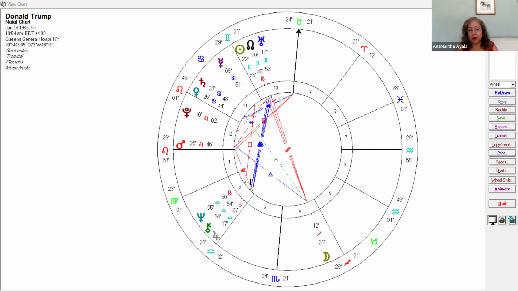Now, Neptune in the second house, he could have made money from petroleum and gas, just like President Biden, but also through Neptunian ways, you know. So he's another one that does.